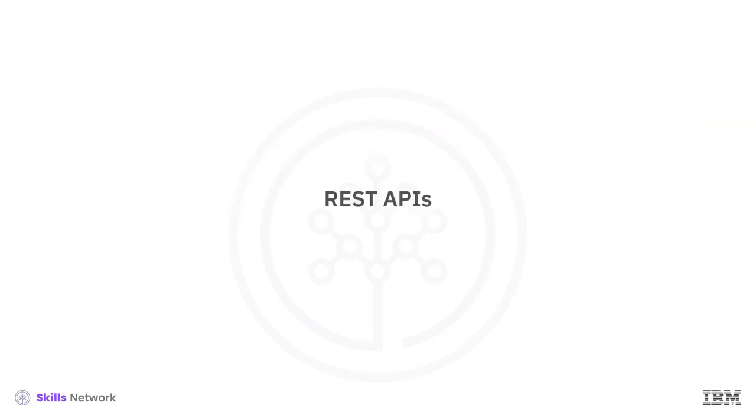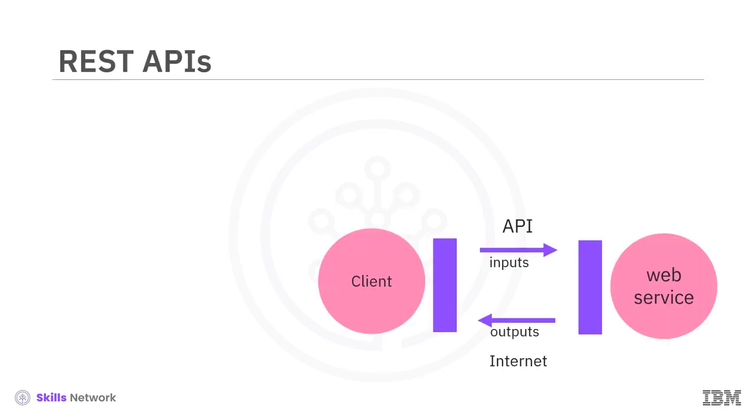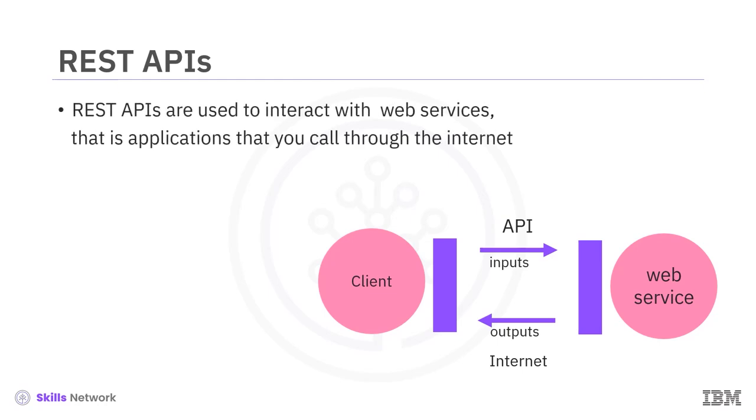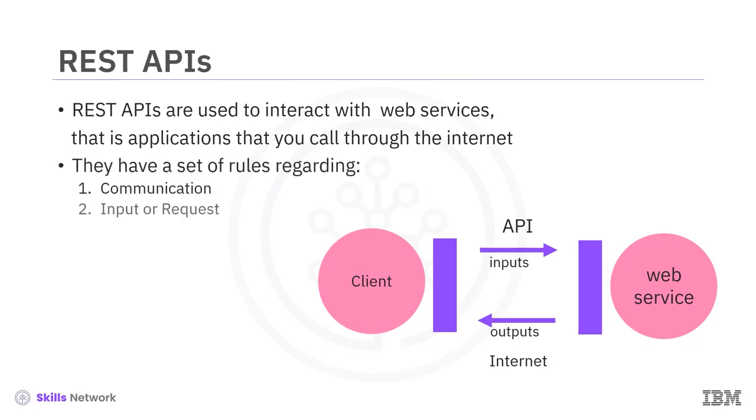REST APIs are another popular type of API. They allow you to communicate through the internet, letting you take advantage of resources like storage, access more data, artificial intelligence algorithms, and much more. The RE stands for representational, the S for state, and T for transfer. In REST APIs, your program is called the client. The API communicates with a web service you call through the internet. There is a set of rules regarding communication, input or request, and output or response.